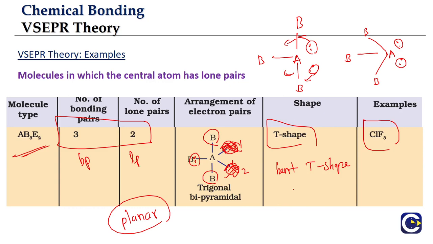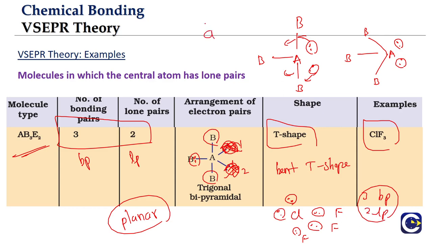So what is the example we can consider here? We can consider ClF3. Chlorine is bonded to 3 fluorines, which means 3 bond pairs will come. This is a rough representation. Chlorine has how many valence electrons? 7. 3 are used for the bonding, so it will have 4 more electrons, 2 pairs. So 3 bond pairs and 2 lone pairs. So ClF3, you will have a chlorine.